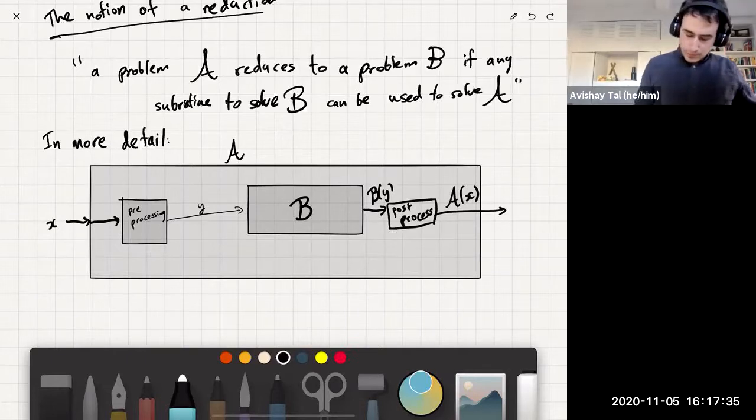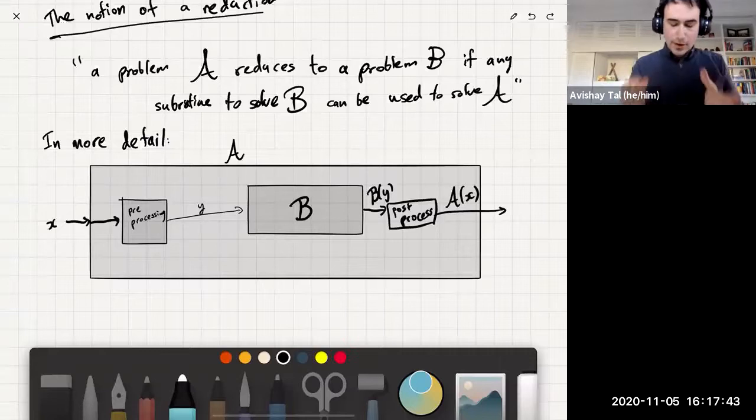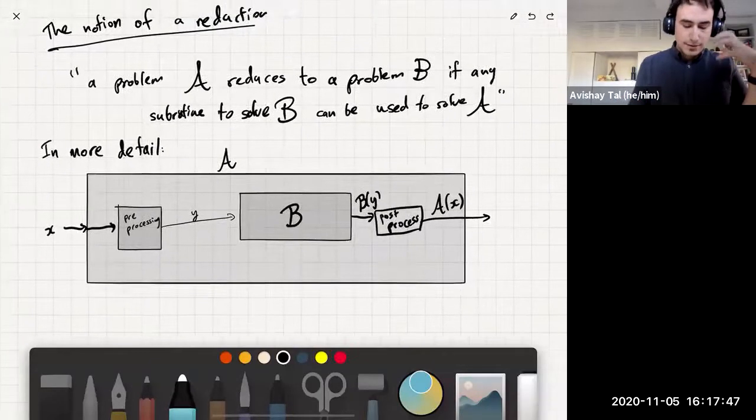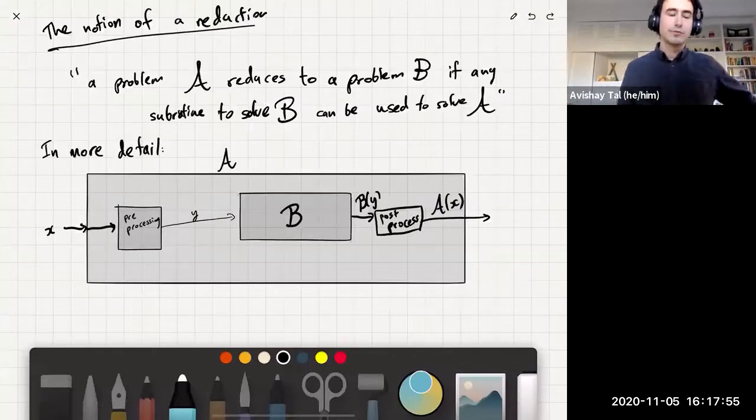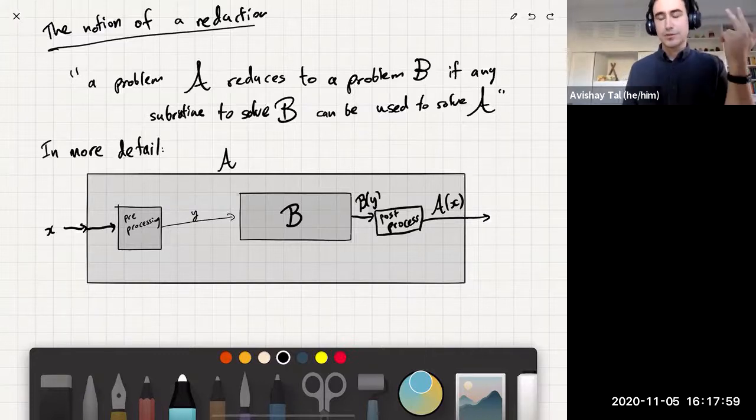So this was sort of an abstraction of what a reduction is, and notice that once you have the reduction, if you now have an efficient algorithm for problem B, and the pre-processing and the post-processing were efficient, then automatically you get an efficient algorithm for A, right? What would be the algorithm for A? Do the pre-processing, apply B, and do the post-processing, right?